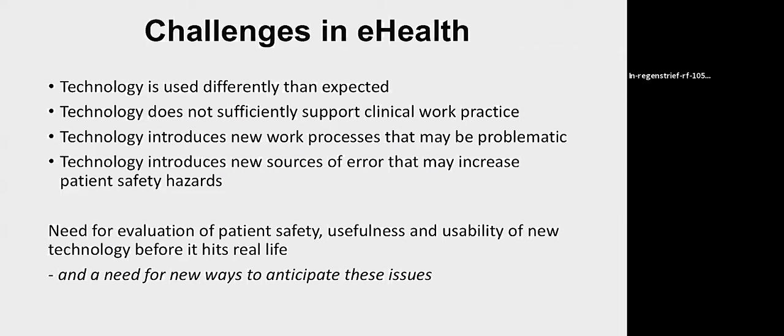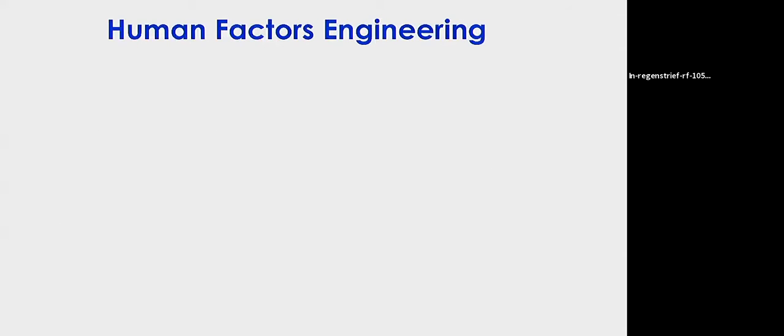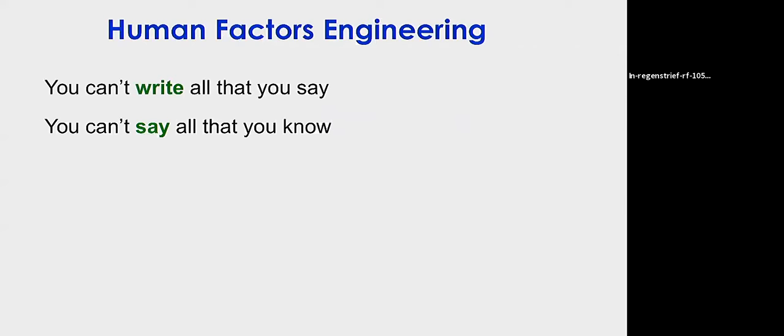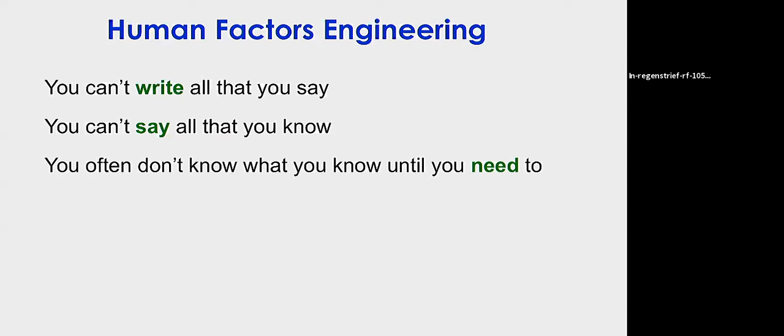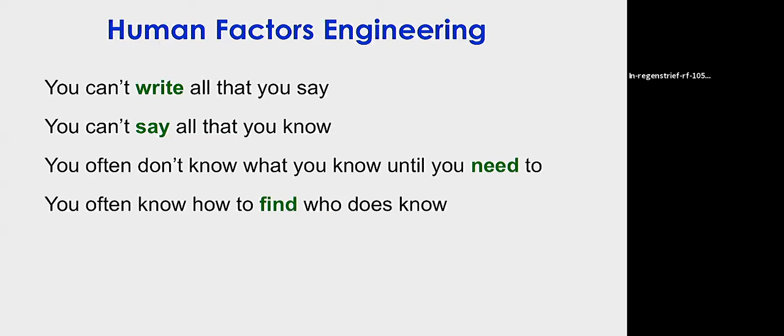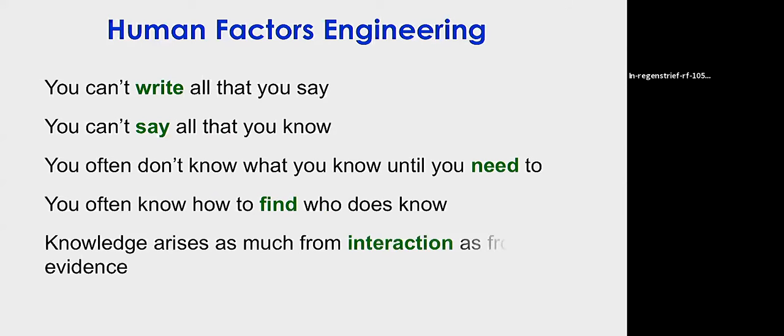It takes very much its point of departure in human factors engineering. Here, it is a well-known fact that you cannot write all that you say, and you cannot say all that you know, and very often you don't know what you know until you actually need to know it. Sometimes you find out that you don't know right away, but you know how to find the person who does know. So you could see that the knowledge in our field arises primarily from interaction instead of evidence.